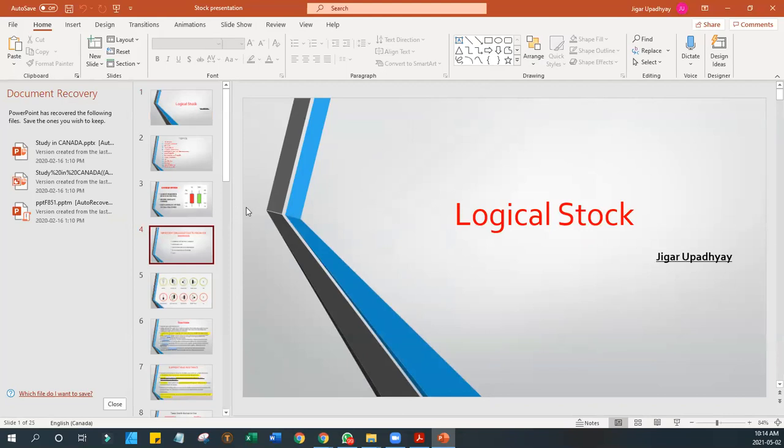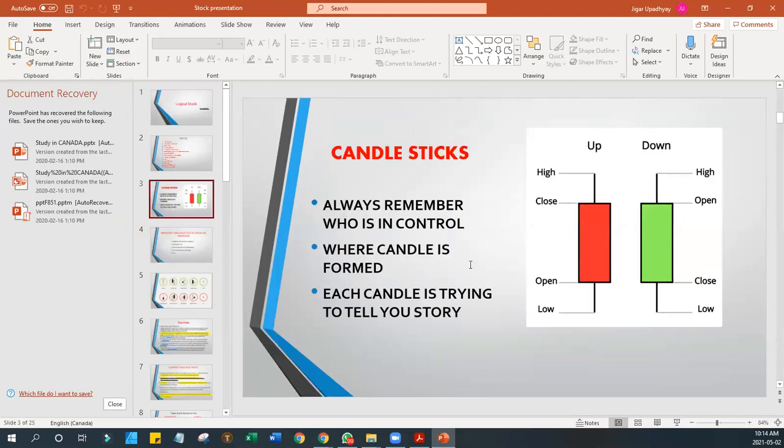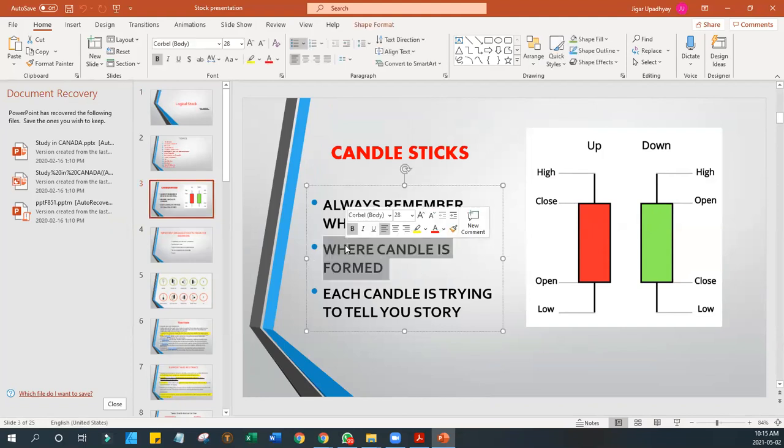Usually, whenever you are looking at a candlestick, always remember who is in control, whether the buyers or the sellers are in control. Look at where the candle is formed, at the resistance level or at the support level. And remember, each candle has some story to tell, so always look at the candle and what it is trying to say.